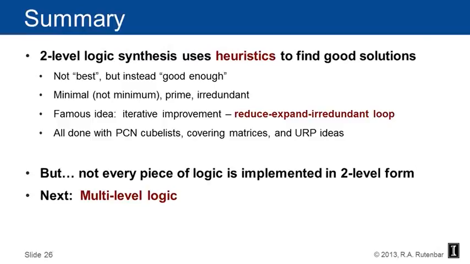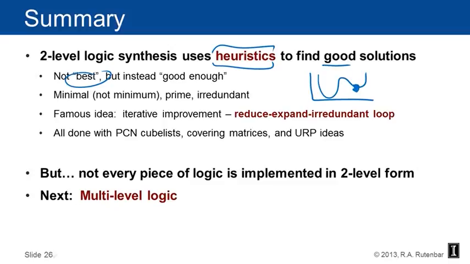So that's our summary for two-level logic synthesis. The big idea is it uses heuristics to find good, but not necessarily perfect, solutions. In those graphs that I showed, we're not going to get the very best solution. We're going to get a good solution, but not a perfect solution. Minimal, not minimum: prime and irredundant. You cannot take any of the cubes and make them bigger. You cannot get rid of any of them. Minimal, prime, and irredundant. That's what we're going to get.